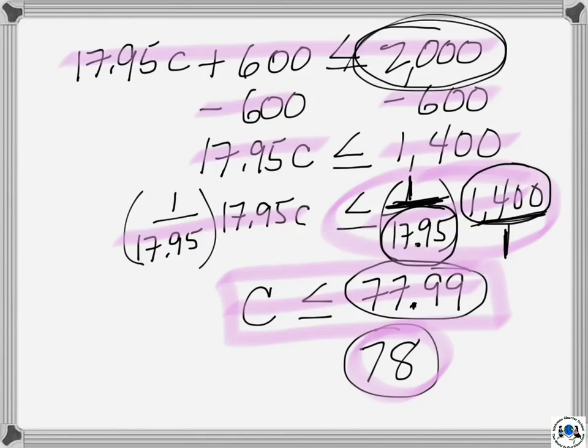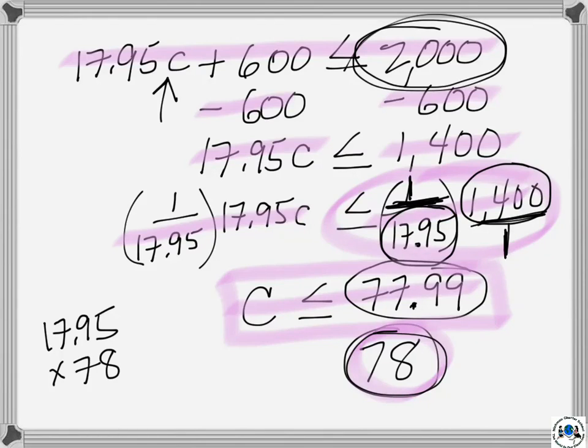But let's just go ahead and plug it in just for fun. If you have your calculator handy, you can do this along with me. Let's go ahead and do the math here. Let's plug in 78 for our C right up here. So if we do 17.95 times 78, if you would do that on your calculator, I'll do the same here.